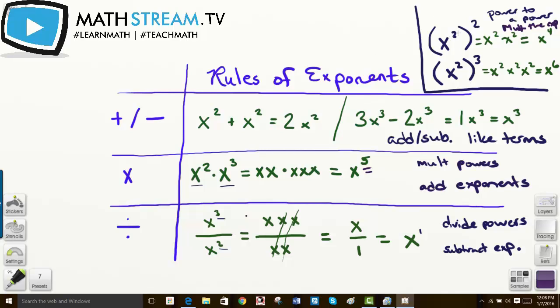If we're taking a power to a power, that's a different story. That means, according to the definition of powers, that we're taking that inside information and we're making that happen as many times as the power says. So x squared squared means I have x squared twice. X squared cubed means I have x squared 3 times. So the rule is this: power to a power, you multiply. So here's the shortcut. Multiply powers, add the exponents. Divide powers, subtract the exponents. Power to a power, multiply the exponents.